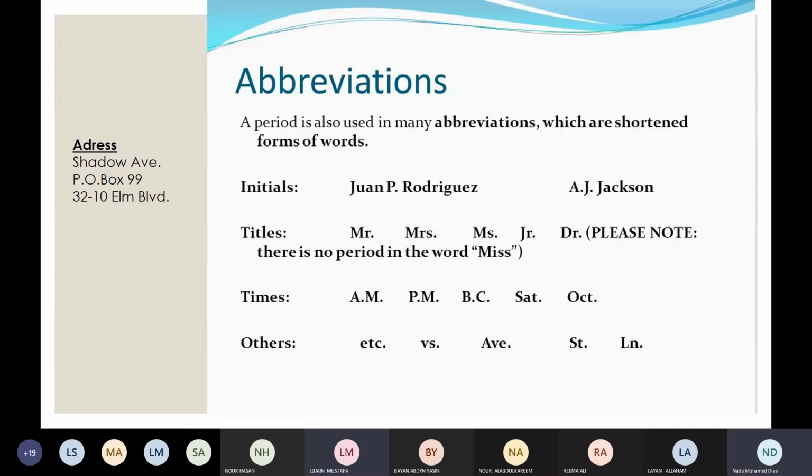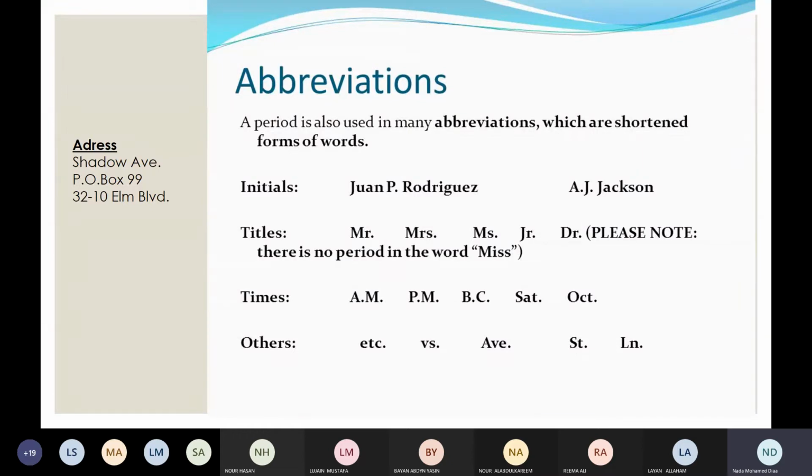Exclamatory sentence, yes. Okay. Then we go to abbreviations. Oh, and in abbreviations, we find mistakes. What happens in abbreviations? A period is used in many abbreviations, which are shortened forms of words.